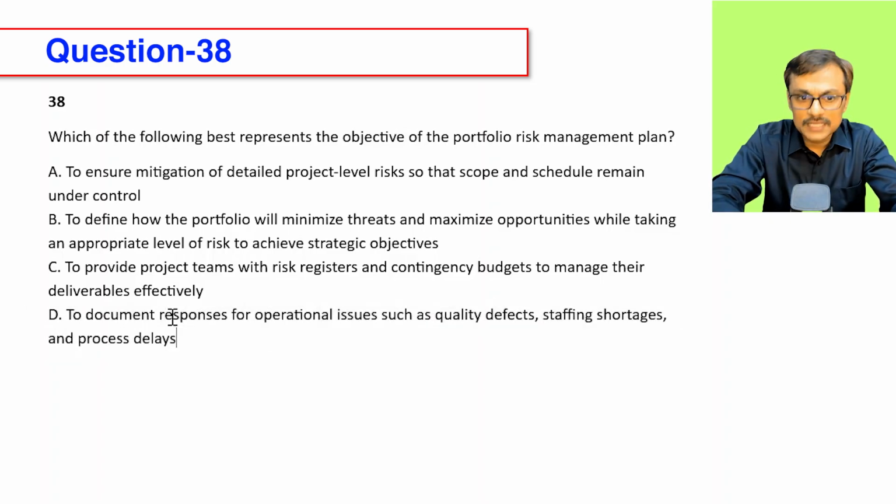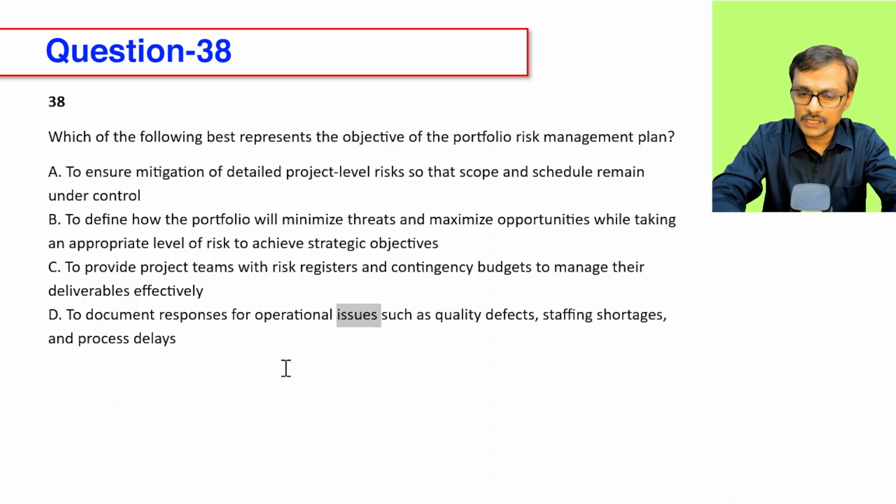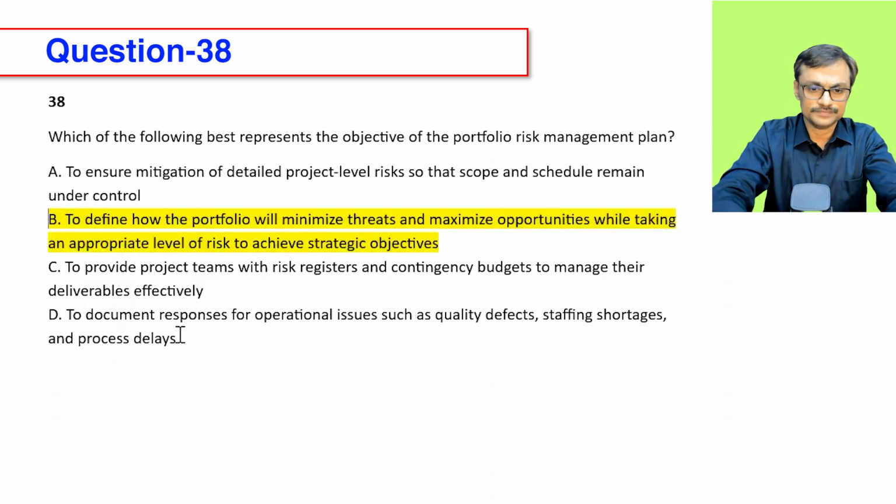Now, even if it said to document responses for operational risks, then also I don't have to select it. Issue makes it very easy to ignore. But if I say risks, then I will say, oh, but that's a risk register. That's not a risk management plan. I'm not going to document the responses for each and every risk in a risk management plan. So I can safely assume option B is the best, which we can select.